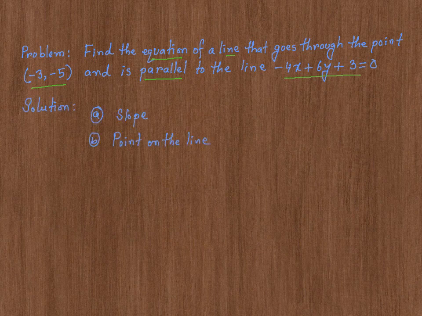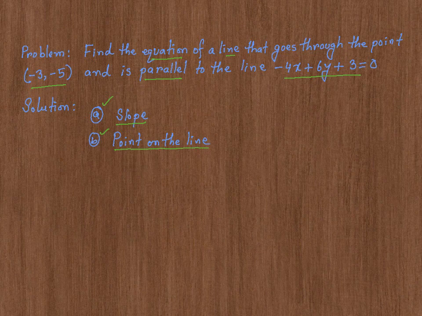Remember that to find the equation of a straight line, we need two things. One is the slope, another is a point on the line. Once again, to find the equation of a straight line, we need two things: one is slope, another is a point on the line.